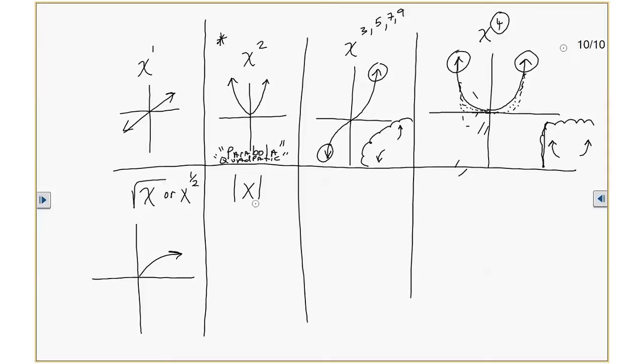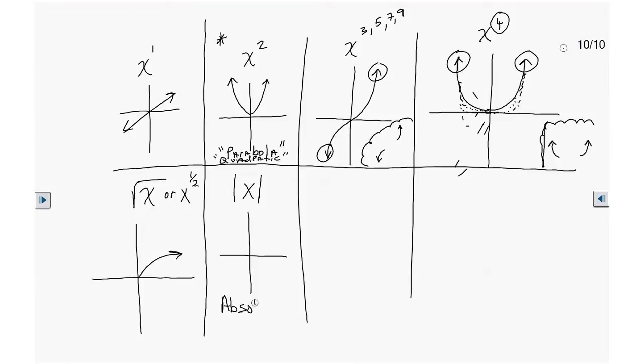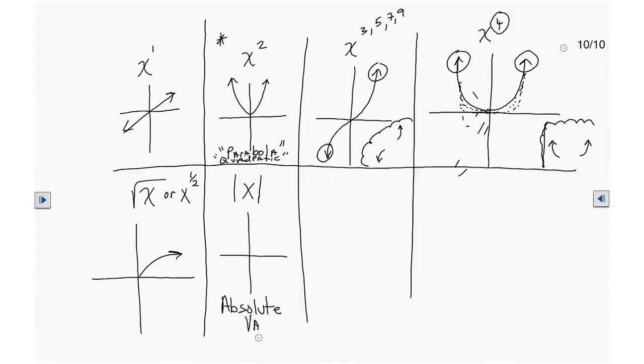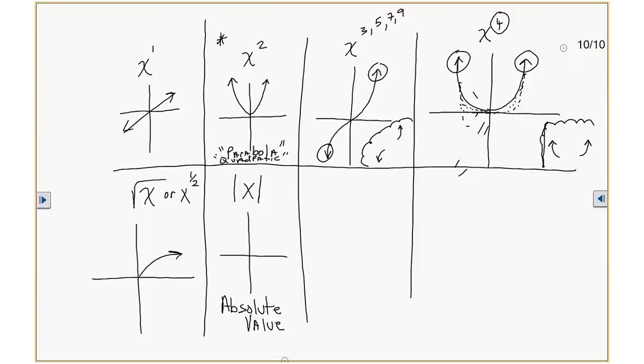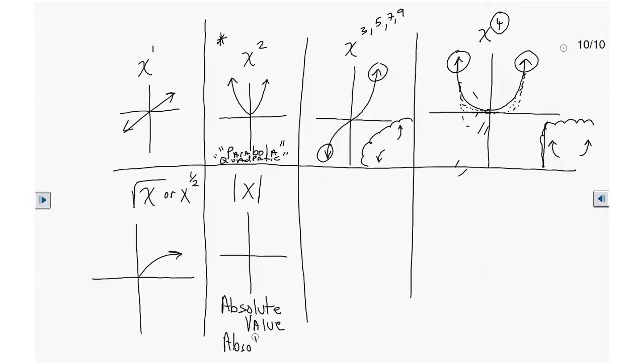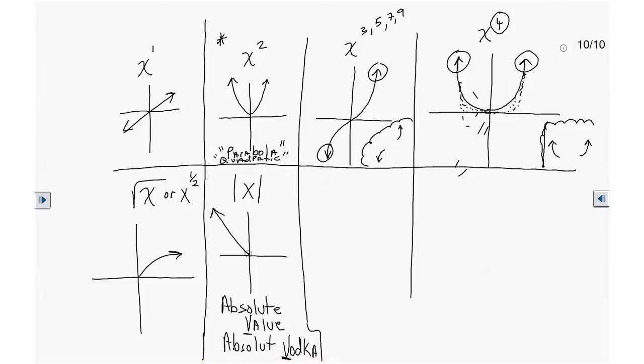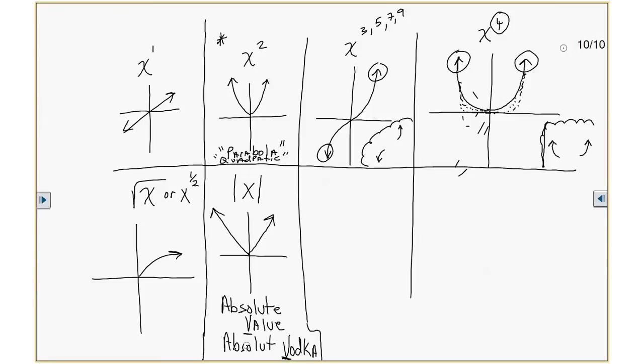This one's easy to remember, especially for the alcoholics in the room, because absolute value and absolute vodka. What do vodka and value start with? A V. And what does it look like? A V.